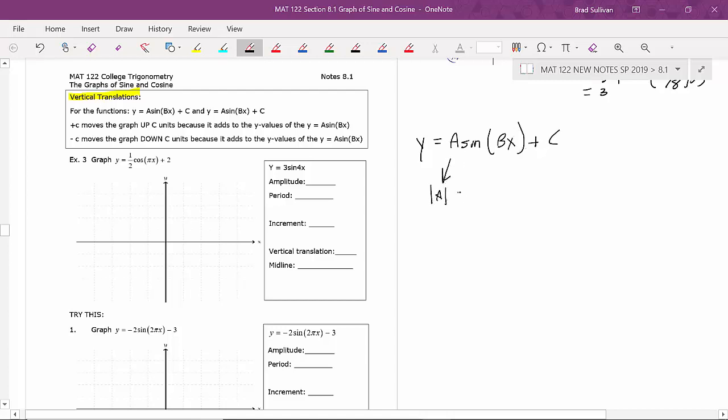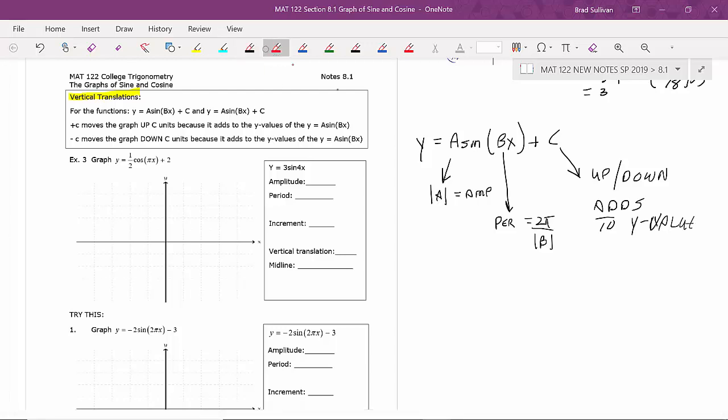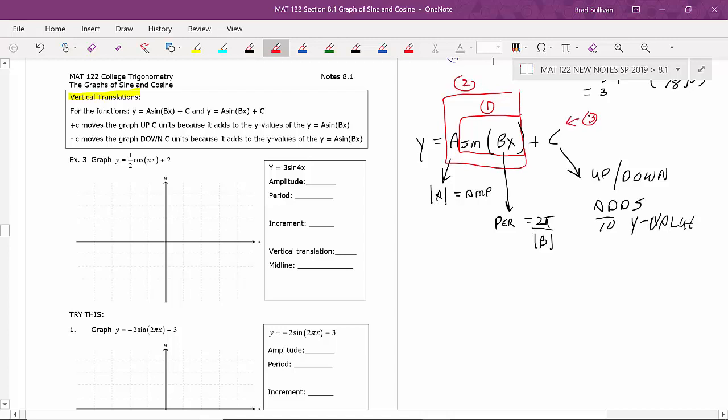Remember, absolute value of a is the amplitude. The period is 2 pi over absolute value of b, and then the c is either up or down, and what that does is it adds to the y values. When you do the more complicated trig functions, you kind of do it like this. You worry about a period change first, then you add in the amplitude change, and then the third thing you do is that. So there's kind of an order that you transform things in. So again, what we're going to try to do on these problems is do this in just a few steps, and no table of values.